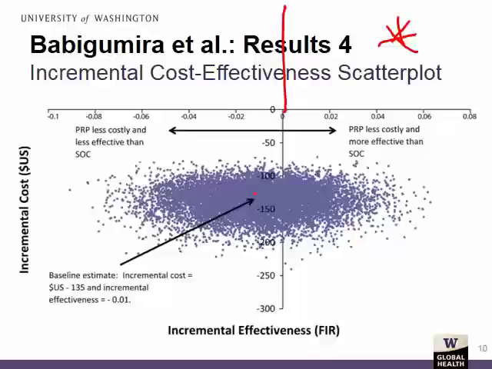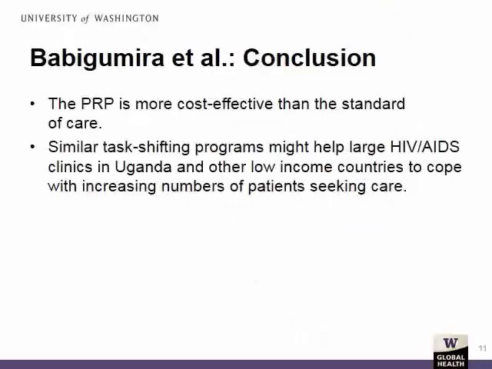And in this case, our interpretation of the reduction in favorable immune response for over $10,000 turned out to be cost effective. At least that's the way we interpreted the data. And the conclusion was that the pharmacy refill program is more, quote unquote, cost effective than the standard of care, and that similar task shifting programs should be considered.